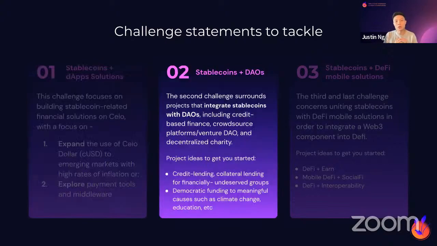The next track looks at how you can integrate stablecoins with DAOs in areas of credit-based finance, crowdsourcing platforms, venture DAOs, and even decentralized charity. We have also listed some ideas that could help you get going, in case you are interested in this track and hold it close to your heart. For example, you can have collateral lending for financially underserved groups. You can also look at democratic funding for meaningful causes such as climate change, something that Celo holds close to its heart, and education and other areas as well.